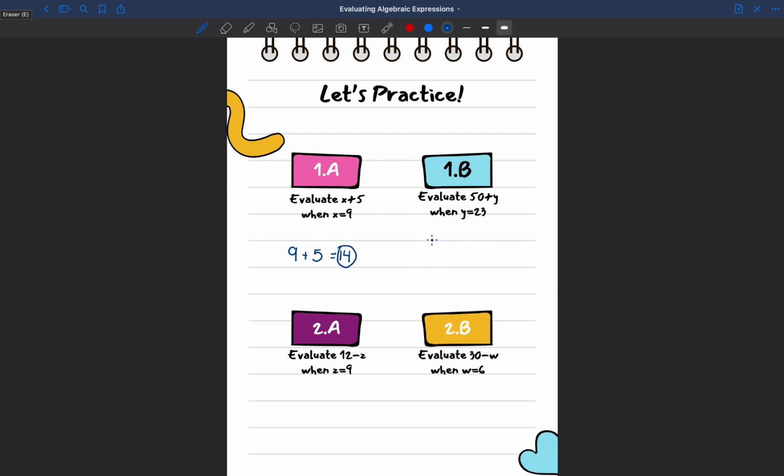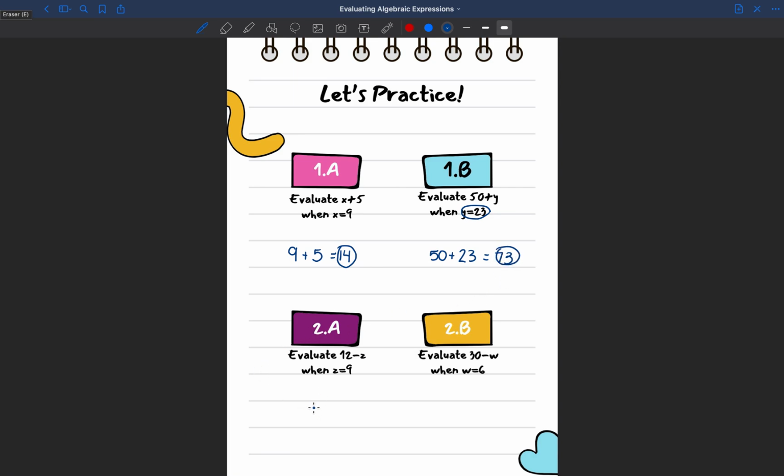1B says evaluate 50 plus y when y equals 23. Well, we know 50 and we know adding. And now we can substitute 23 in for y. So we're going to add 23, and 50 plus 23 equals 73. And this is our answer.